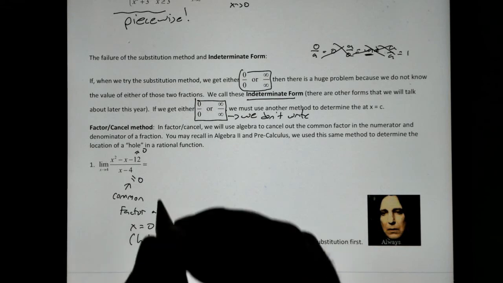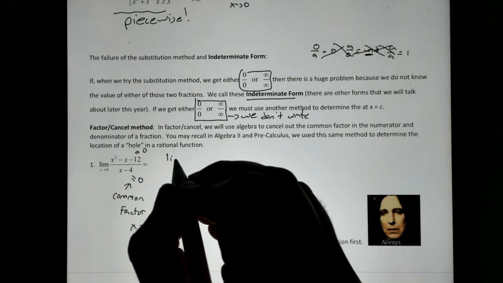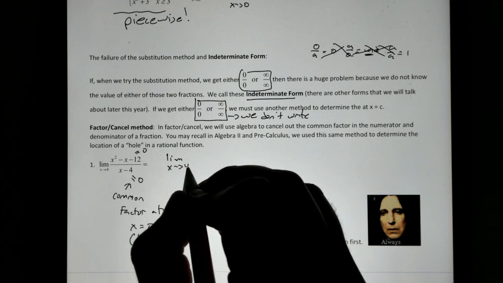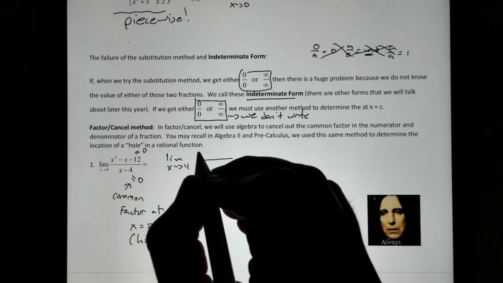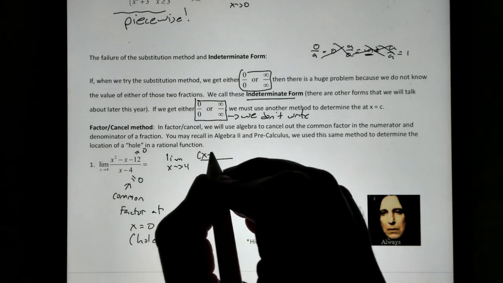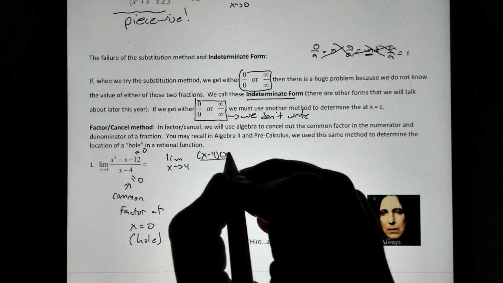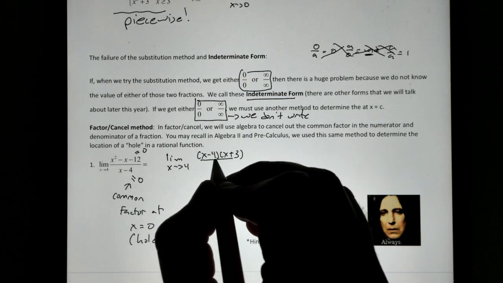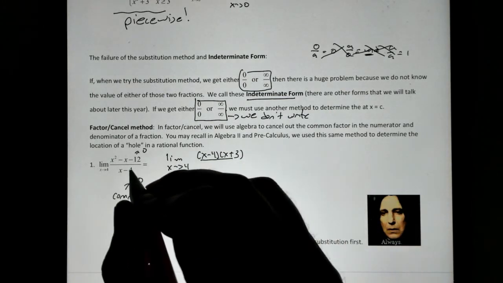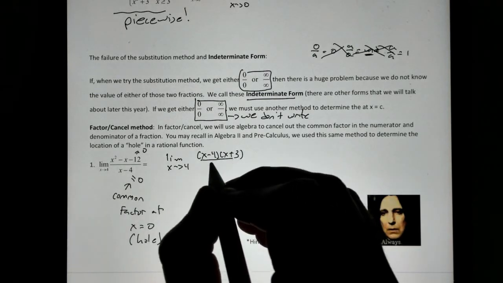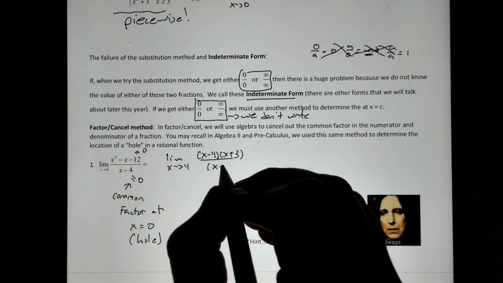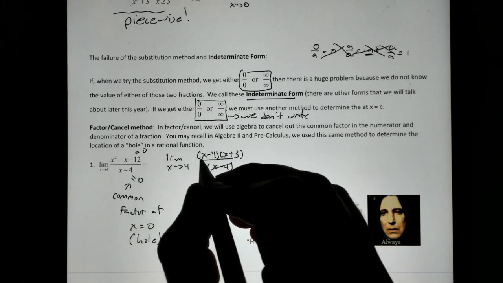So I can factor the limit as x approaches 4. If I factor the top, I'm going to get x minus 4, x plus 3. I know it's going to be x minus 4. I can cheat because the bottom is x minus 4. They have to have that common factor there. Over x minus 4. Cancel, cancel.